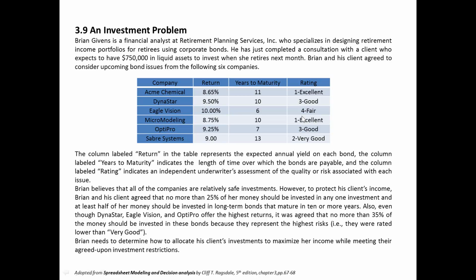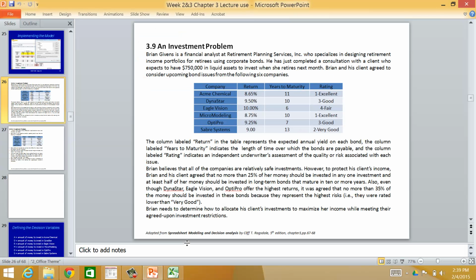So 2, 3, 4. Okay, so if they get the 2, 3, 4 ones, then they are lower than very good. Oh, okay, just greater than or equal to 3. So it's greater than or equal to 3. So it's this 3, 4, 3. There are 3 of them. So let's just define that.